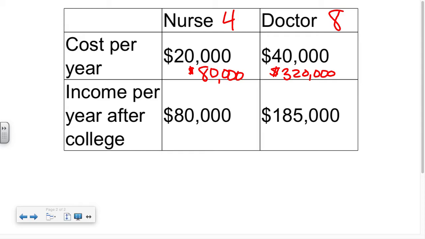Now, the problem, or I guess the unfortunate side for the medical doctor degree, is that I need to take into account the fact that I'm not going to make that $320,000.